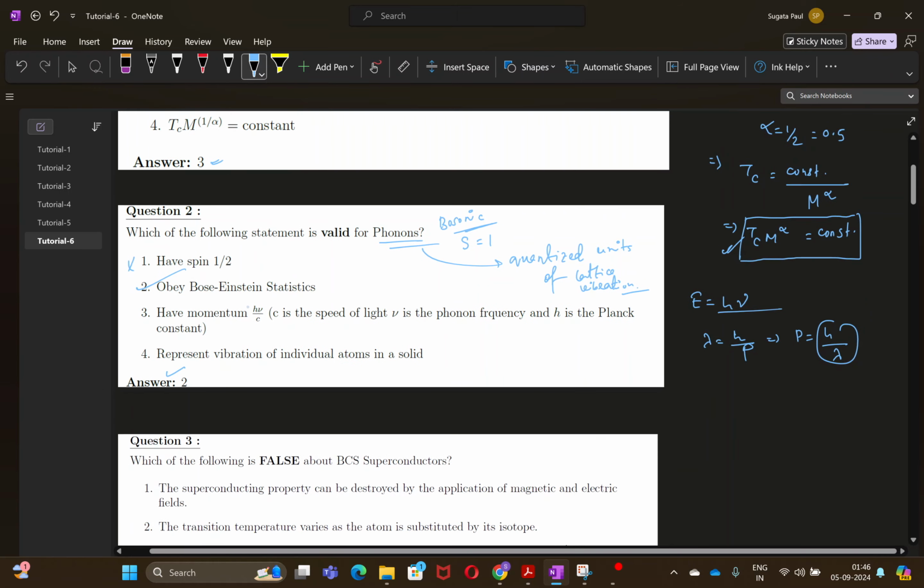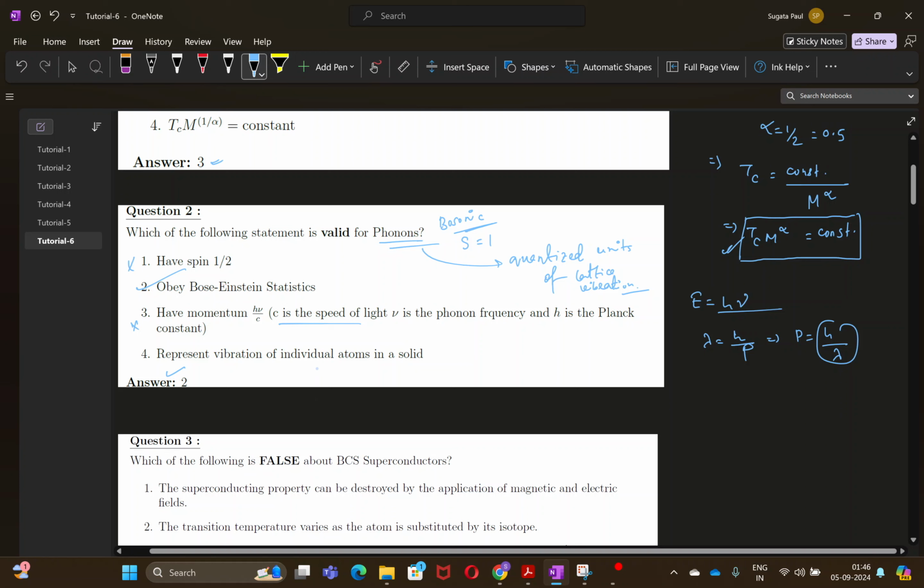You can directly see that, because there is a c term, the speed of light, but phonons are not quantized units of light. It would have been true if we were talking about photons, but phonons are not related to light, they are related to lattice vibration. That is why you cannot use the light speed in this case. So c is the light speed, and it will not be valid for a problem like this. So this option is not true also, we have found out, right?